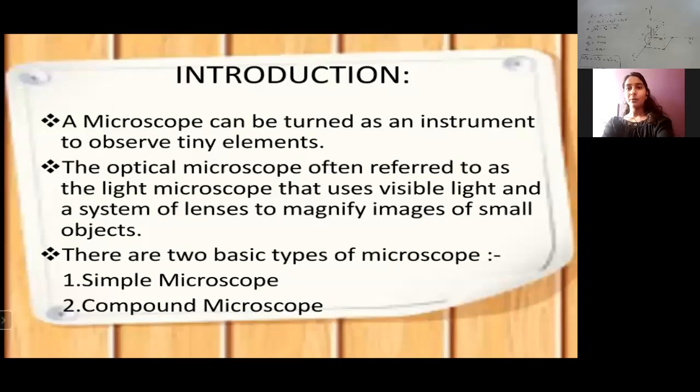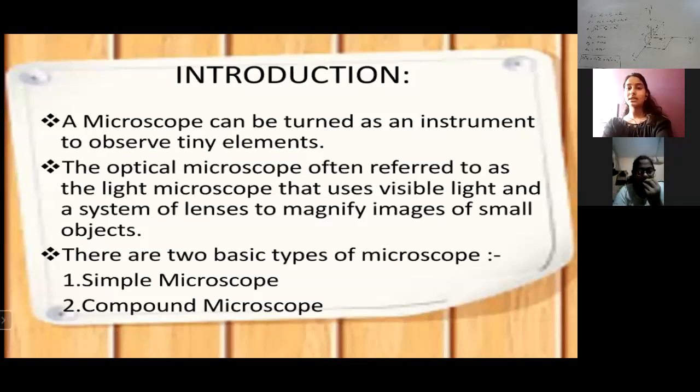Optical microscope, often referred to as the light microscope, uses visible light and a system of lenses to magnify the image of small objects. Basically, there are two types of microscope. First is the simple microscope and the second one is the compound microscope. First, we are going to discuss the simple microscope.